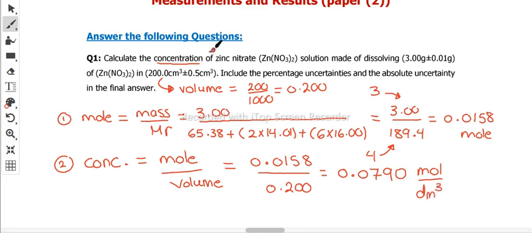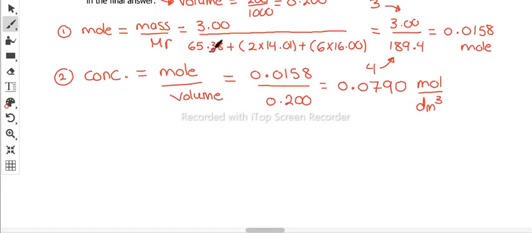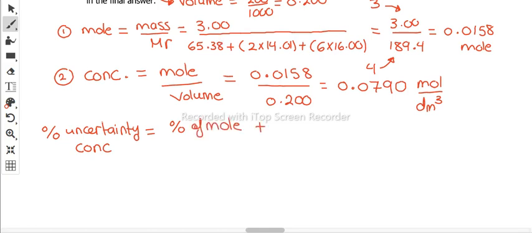So I firstly calculated the concentration, so I'm done with the first step. According to the question, it's also asking me to find out the percentage uncertainty. So now I'm going to go through the second step. In order to determine the percentage uncertainty of the concentration, we need to take the percentage uncertainty of each variable presented inside my law. So I will take the percentage of mole and I'm going to add it to the percentage of volume.